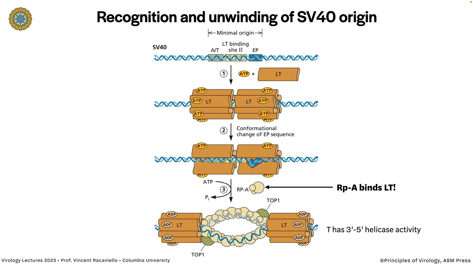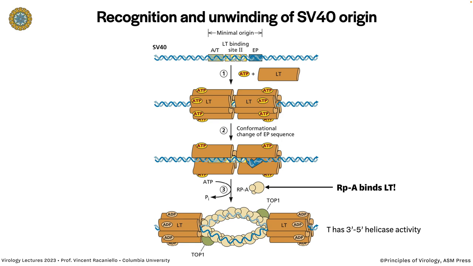T. So there's the origin right in the middle there with the AT-rich regions. 6 copies of large T bind on either side of the origin, and they denature the DNA. So they bind specifically to the origin, they denature the DNA, as you can see in the last panel here, and then a cellular protein called RPA comes in and binds to the single-stranded DNA to keep them separate, because large T is going to move away as the bubble gets bigger. And so you want to keep those regions single-stranded.